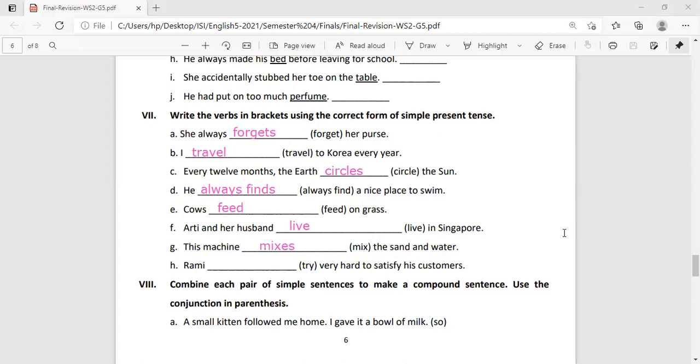Last one. Rami try very hard to satisfy his customers. Who wants to answer it? Tries. How do I write this? T-R-I-E-S. Why did you remove the Y here? Why did you remove the Y, Lamar?